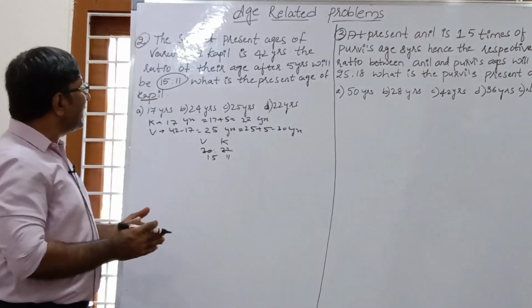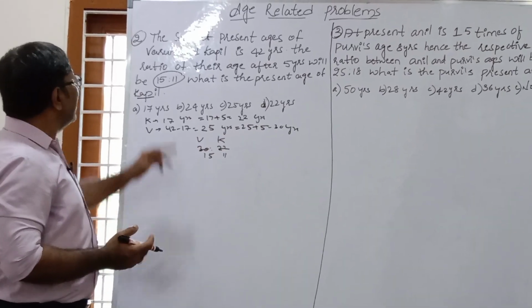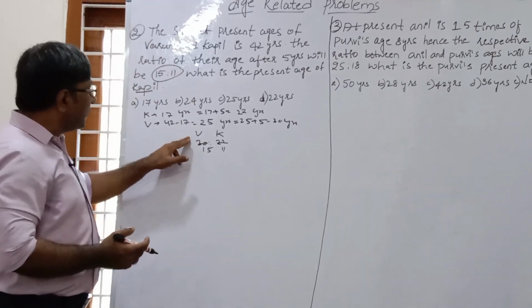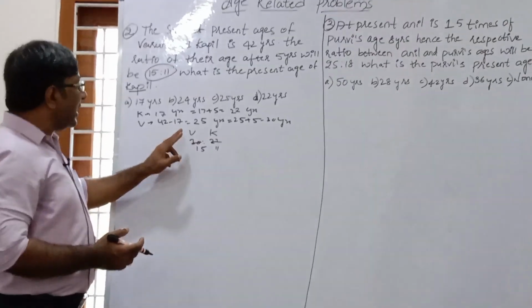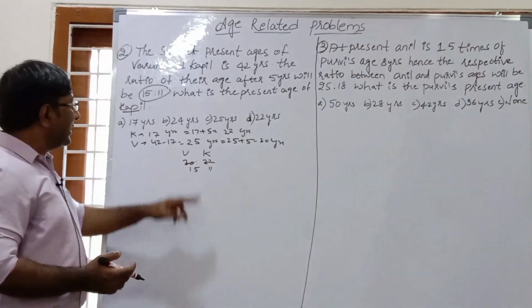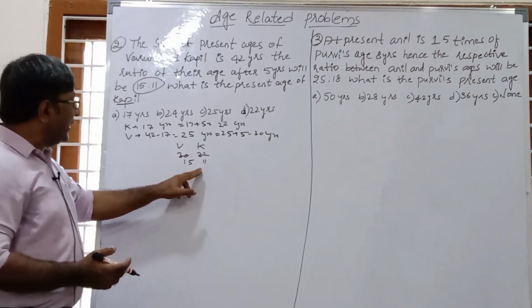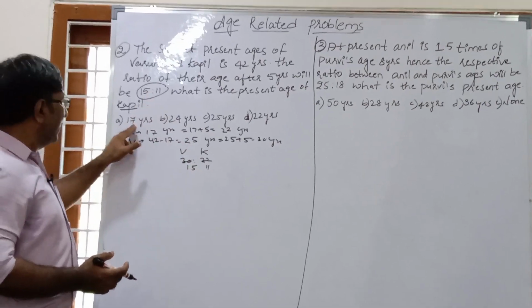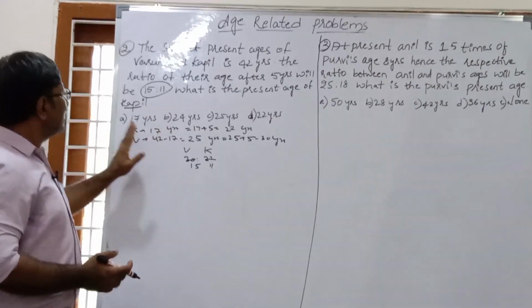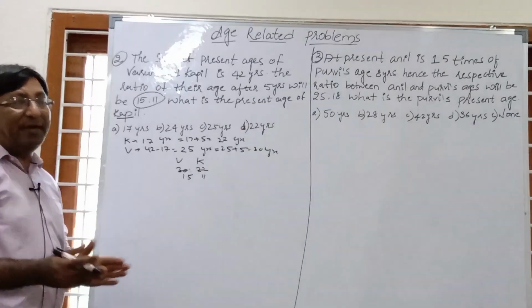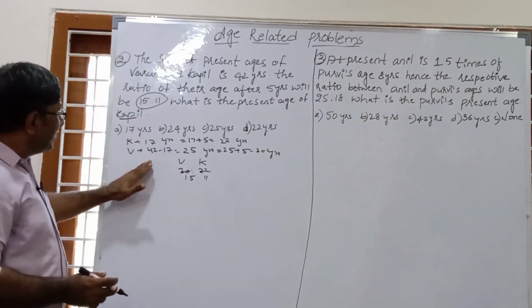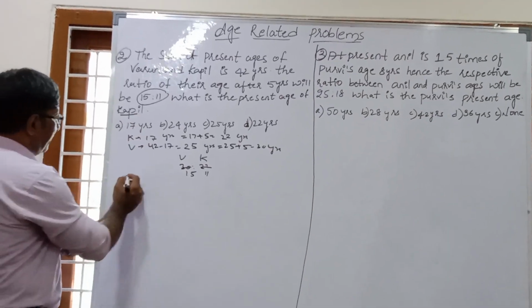Now we have to check the ratio of their ages after 5 years, Varun to Kapil. So this is Varun, this is Kapil. Varun's age after 5 years is 30 and Kapil's age after 5 years is 22. So the ratio 15:11 matches option 1, that is 15:11. So our correct answer is what? 17 years.